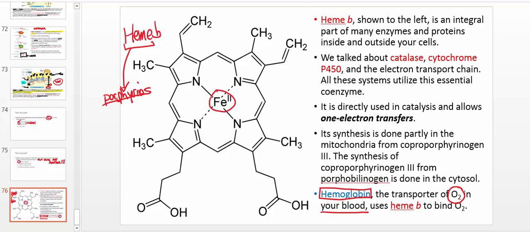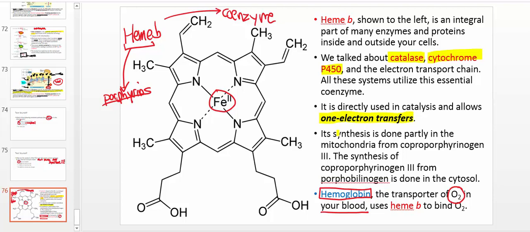Also, there are enzymes that use this coenzyme. One thing to realize is that Heme B is a coenzyme; it's used by enzymes. Some of the enzymes that use it are catalase, which we have talked about previously, and cytochrome P450, which we also talked about in the past. And the way this heme works is it catalyzes, or allows the catalysis of, one-electron transfers.